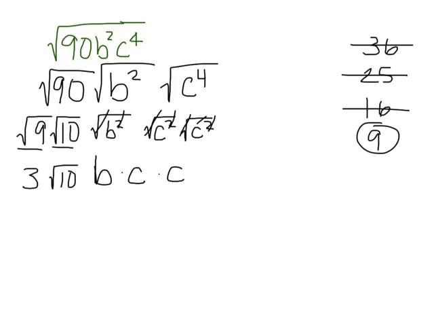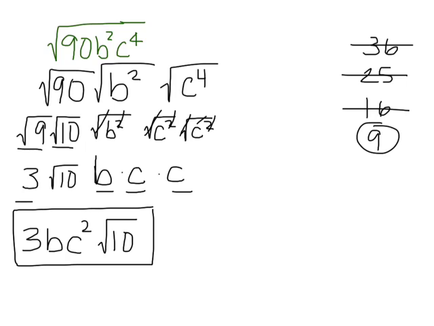So now I just need to clean this up and put all the outside stuff together. So 3b c squared times the square root of 10. And that is my final answer.